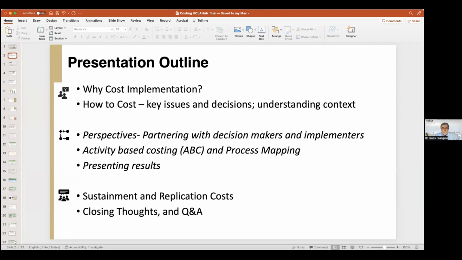Then I'm going to talk about a specific approach that we use, a practical approach, certainly not the only one, of process mapping, and then based on the process map, activity-based costing. And then I want to share some examples and talk a fair amount about presenting your results once you have that to different audiences. Again, I'll go rapid fire so we have enough time for your questions and comments here.